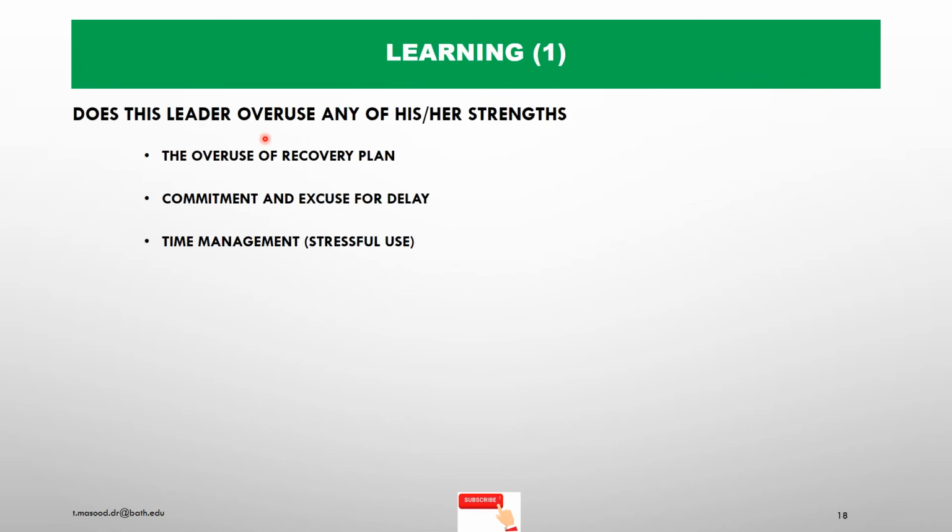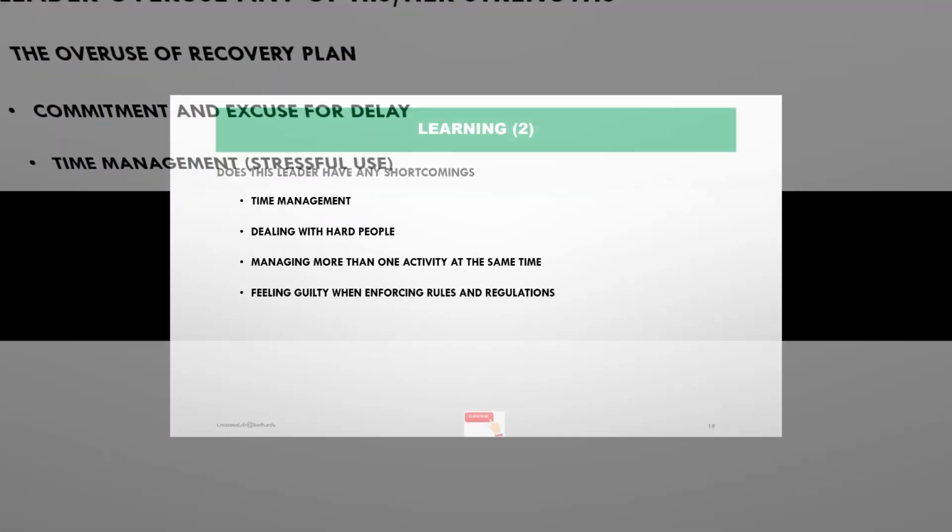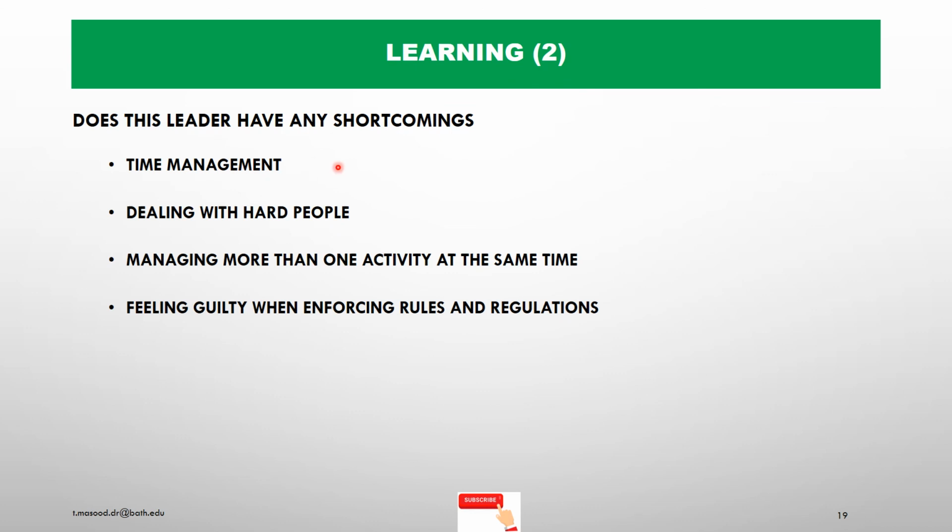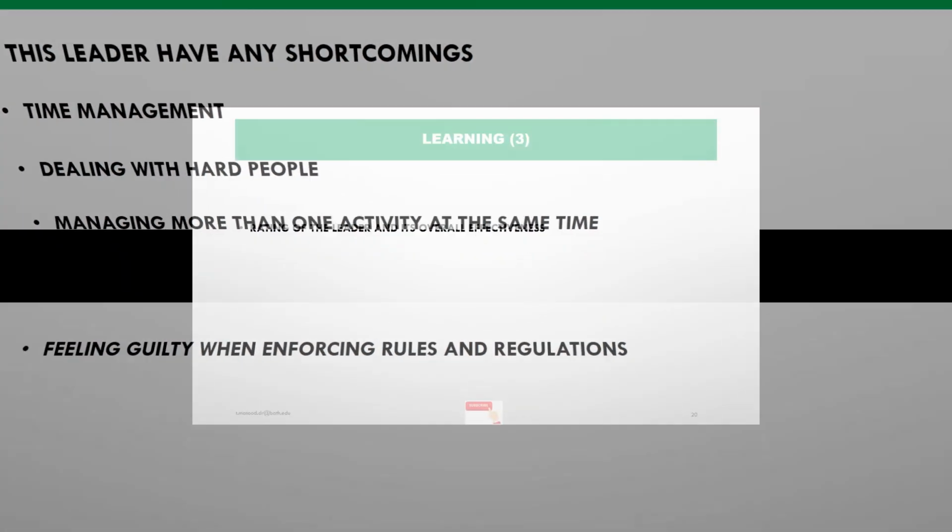Does the leader overuse any of his or her strengths? If the answer is yes, we have to do the following: a recovery plan, commitment and excuse for the delay, time management, successful use. On the next step, does this leader have any shortcomings? If the answer is yes: time management, dealing with hard people, managing more than one activity at the same time, feeling guilty when enforcing rules and regulations.